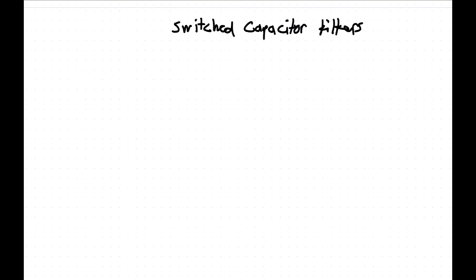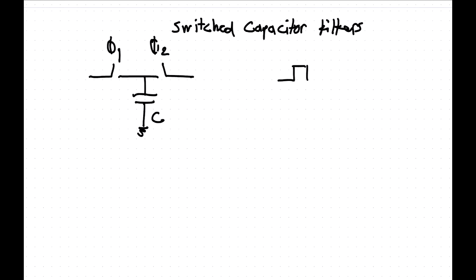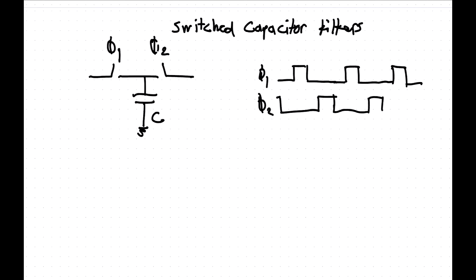Okay, so let's first look at a switched capacitor. If we have a capacitor here and we have 2 switches, when we switch these, we normally have 2 non-overlapping clock phases, often called phi 1 and phi 2. Phi 1 would go something like that, and phi 2 would go something like that. So there's a non-overlap period here.